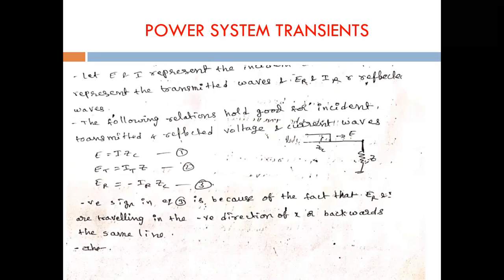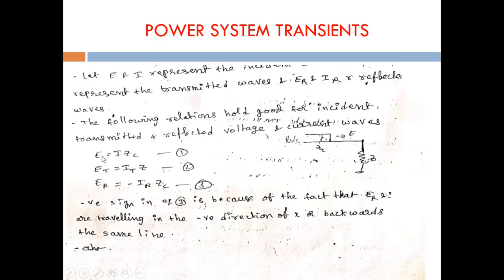Therefore the following relations hold for the incident, transmitted and reflected voltage and current waveforms. Suppose we take one impedance value, called Z, which is open circuited, with voltage E. At that point the characteristic impedance is taken as ZC. Then we write down the equations for the incident voltage, transmitted voltage and reflected voltage.